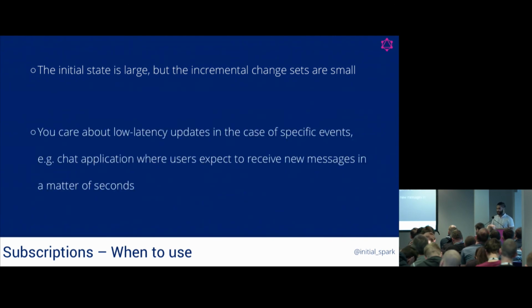The other one is when you actually care about things in real time. You want a low latency update. For chat applications, say if you're using Slack, you don't want to wait 5 seconds for your message to come through. You expect it to come through in a reasonable time frame when that data is pushed.